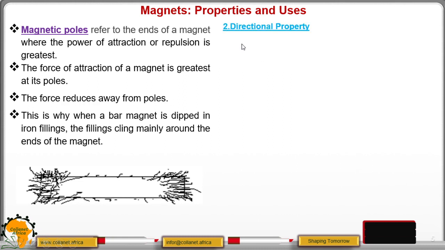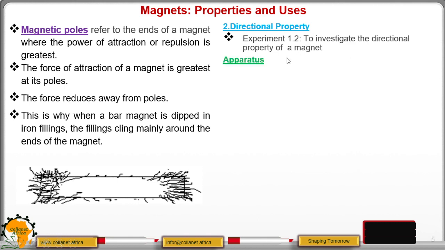Now we move to the second property that we call the directional property. To get this, we again have an experiment where we are going to illustrate, and the aim of this experiment is to investigate the directional property of a magnet. We have the following apparatus: a bar magnet, cotton thread and a wooden stud.